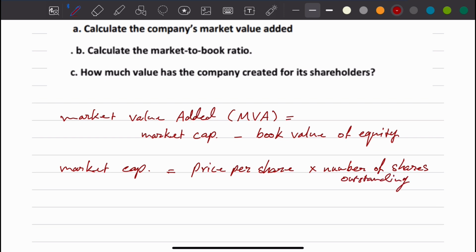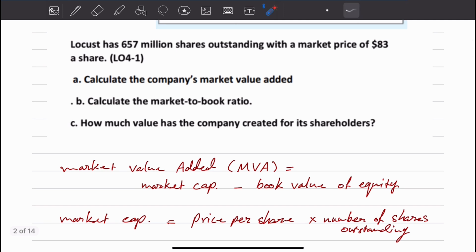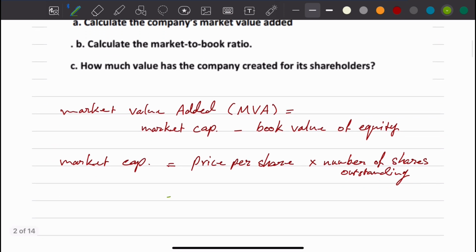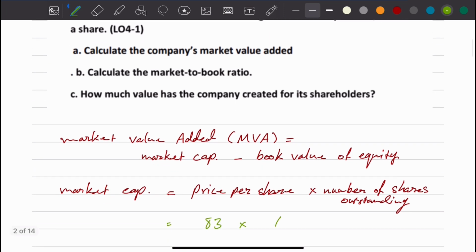Okay. Now, were we given those two pieces of information? Yes, if you go back to the question, you can see it right here. So 657 million shares outstanding, that's this part of our formula. And then the market price per share, which is $83, which is this part of our formula. So let's first calculate our market cap, which is going to equal $83 multiplied by 657 million.